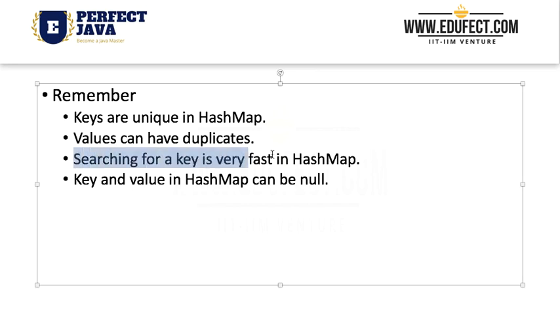Searching for a key is very fast in hash map. Very important property of a hash map, that searching for a key is very fast. And key and value in a hash map can both be null. So the key can be null and the value can also be null in a hash map. Okay. So is this clear?